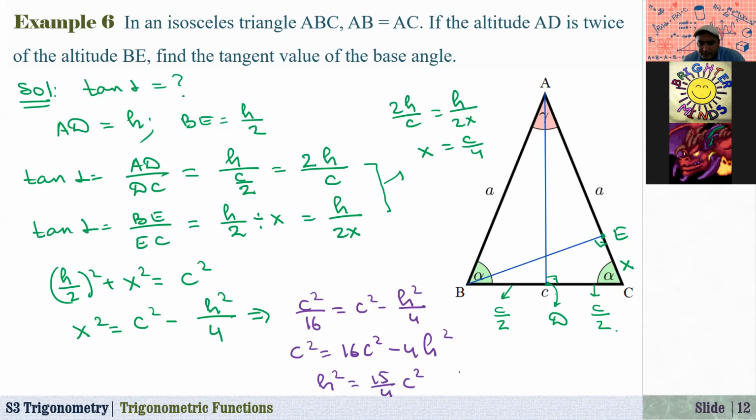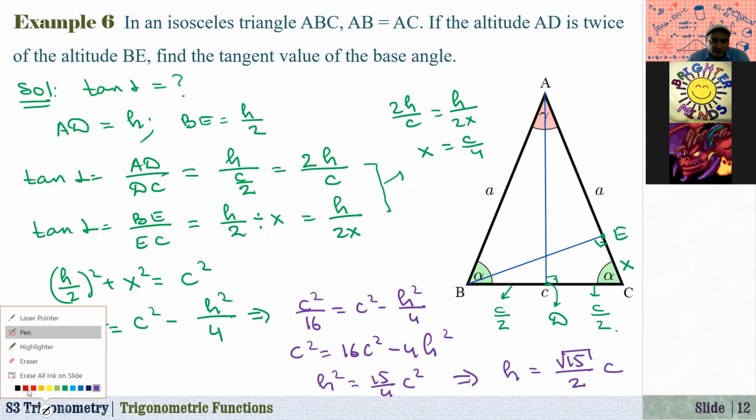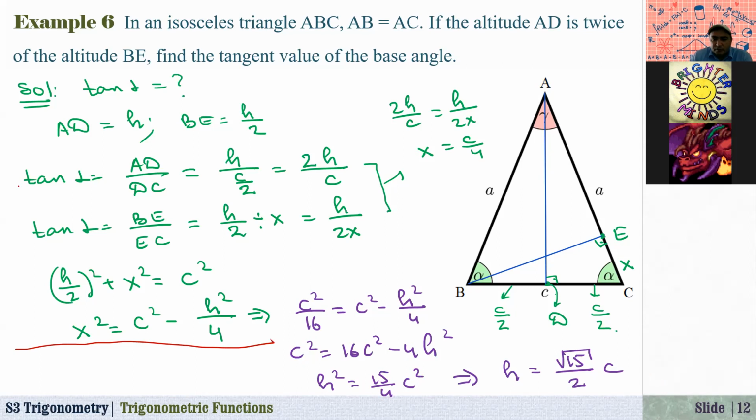Okay, so unfortunately it's a bit messy now. So H is equal to square root of 15 over 2 C. Okay, so guys, let me just write a final answer here. Now from here I can write H over C. H over C is equal to square root of 15 over 2.